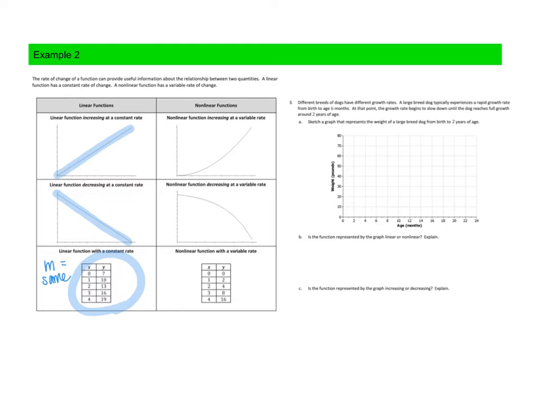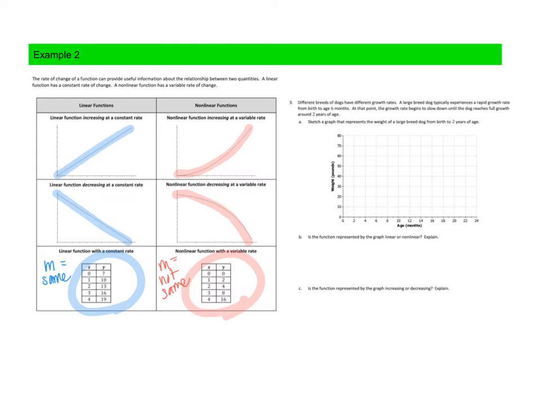Okay? Off to the right, this is a nonlinear function. You can see that it's curved. Whether it's increasing, whether it's decreasing, sometimes it's just wobbly too. It's increasing and decreasing. And if we were to find the m or the slope within this table, it's not the same. Some of the rows are going to be different. Okay? So let's look off to the side at number 3.